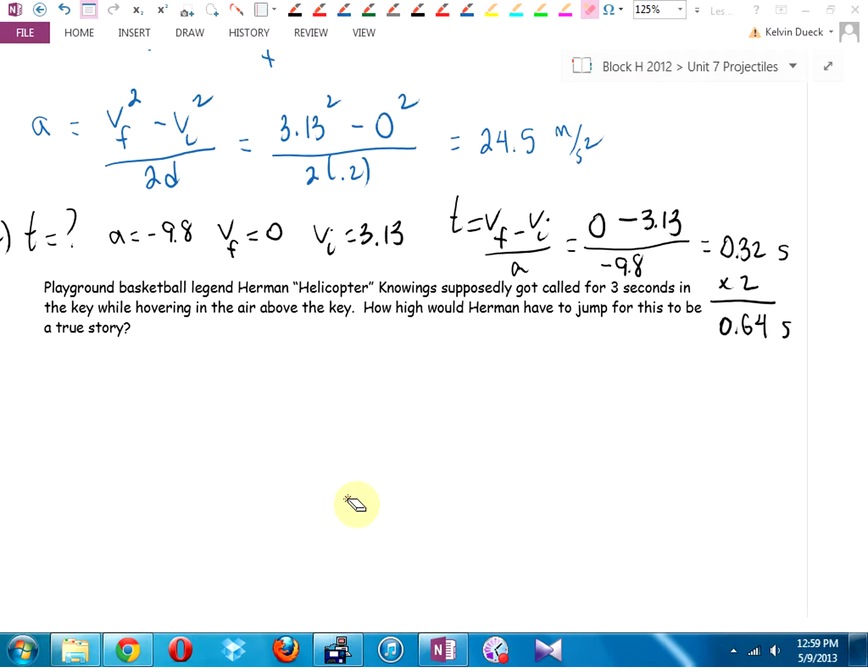So here's the question. If that story is true, how high would Herman have to jump for this to be a true story? That means 3 seconds in the square region by the basketball rim. In other words, how high would he have to jump to be in the air for 3 whole seconds?